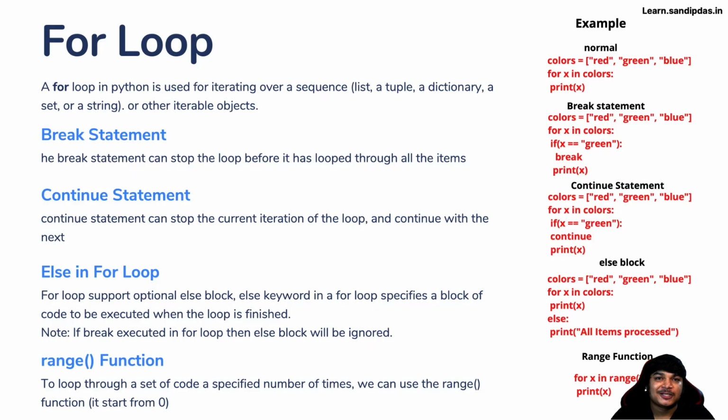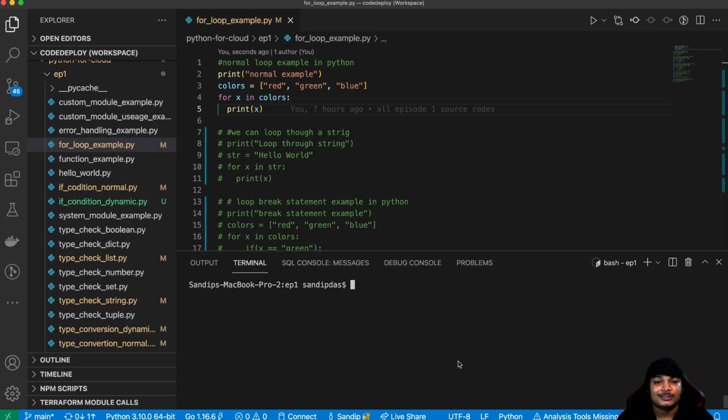Okay. Now let's learn about the for loop in Python. A for loop in Python is used for iterating over a sequence. It could be a list, a tuple, a dictionary, a set, a string, or any other iterable object. Okay. Now let me show you a simple for loop example. You can find the for loop example in the for_loop_example.py file. Okay. And let's look at the file.